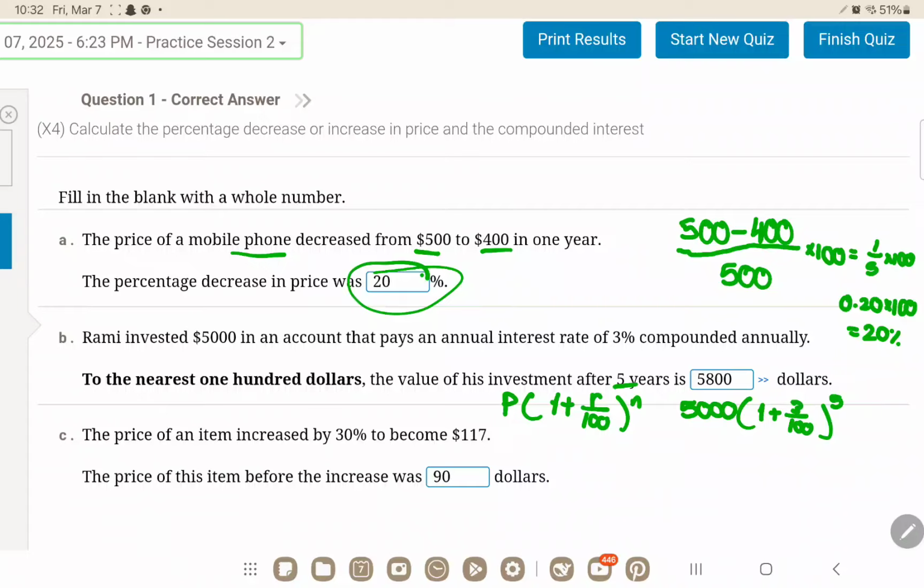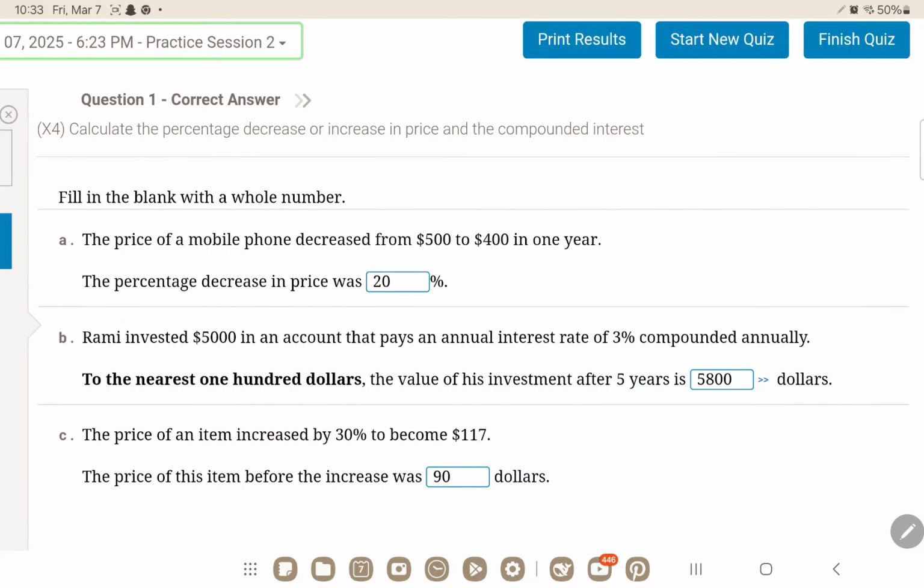Once you put this into your calculators, wait, let me just do it really quickly. You're gonna get a number that's like 5796.37, whatever. They said to the nearest $100, so you look at the $100 value, which is the 7 here. Look to the number behind it. Is it bigger than 5? Yes. So it's 5, 8, and then 0, 0. And that's your nearest $100 value.